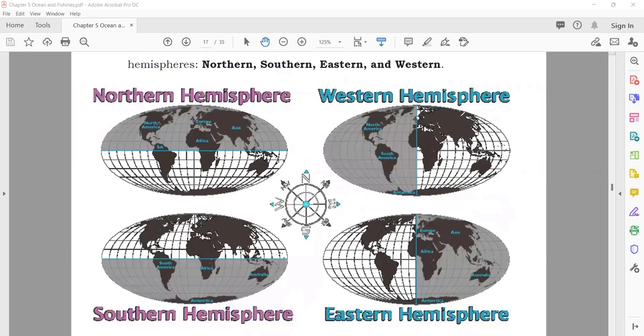Got it? And if you divide them in this way, then this half is known as the western hemisphere, because it is toward the west, and this is known as the eastern. The upper one is known as the northern, and this is the southern hemisphere. Is there any confusion?